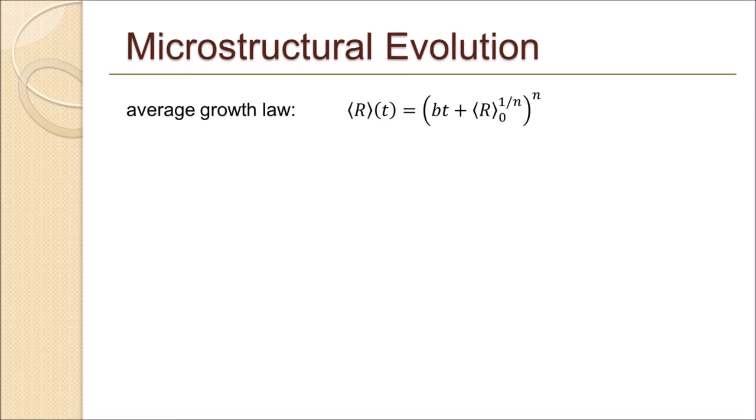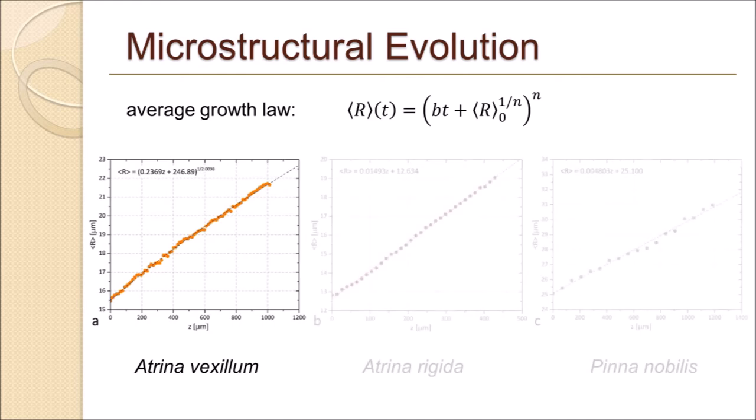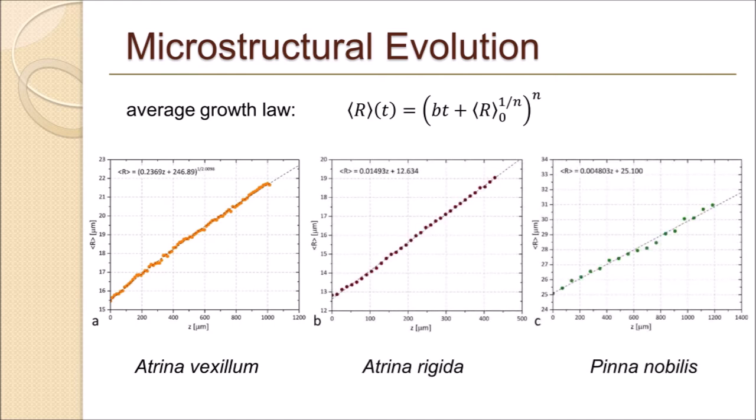So, let's start with the average growth law. Written in this classic shape, we can see that the average linear crystal or grain size, R mean, increases with time, or in our case, with the growth direction, where B is a growth factor and n the growth exponent. For Atrina vexillum, we observe that the average size increases as a square root law in growth direction. This is really interesting as a square root law can also be observed for normal grain growth, respectively ideal coarsening. But what about the other two shells? For them, the average size increases as a linear function of growth direction.